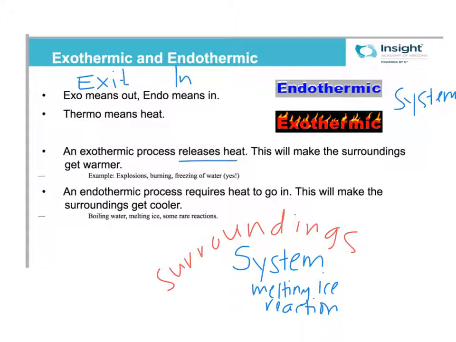Some not so obvious examples is something like freezing of water. All right? Because I know we're used to the idea, oh, freezing water, I get cold, blah, blah, blah. But really what it is, the water itself is getting colder. All right? For water to freeze, it must get cold, which means heat has to be given away.